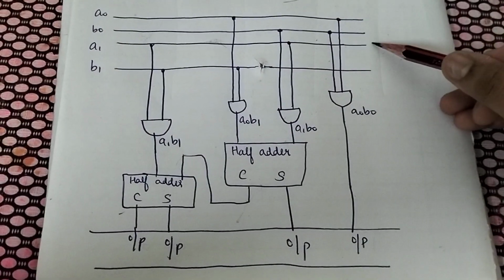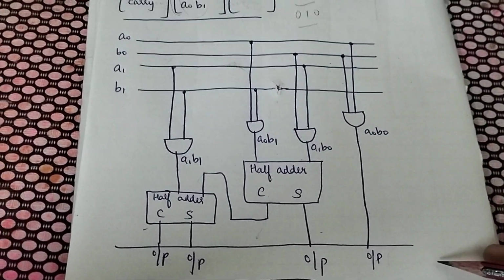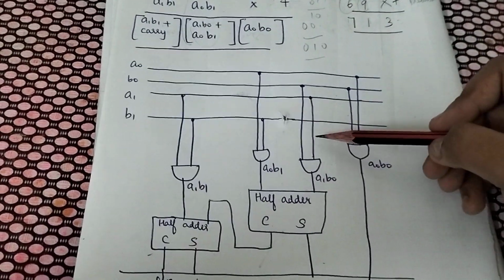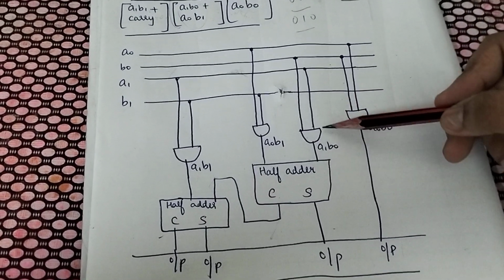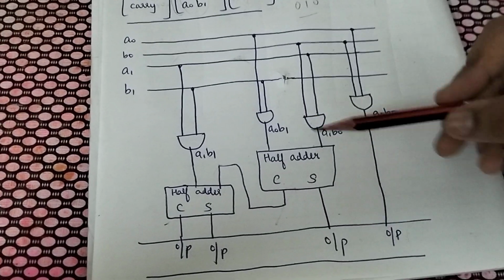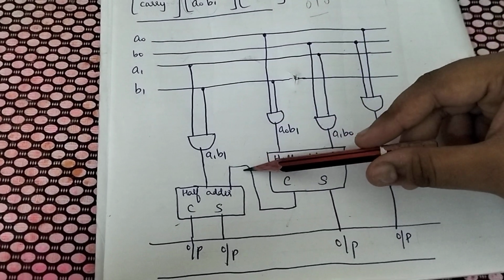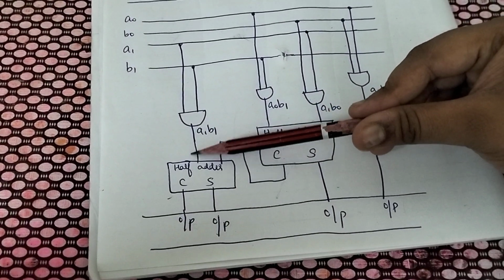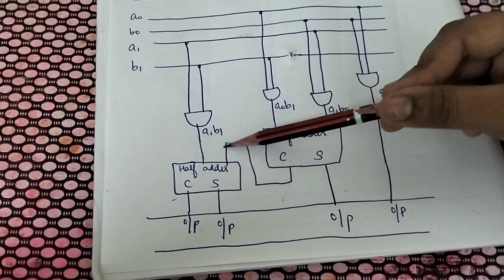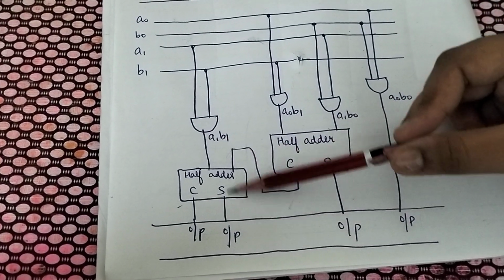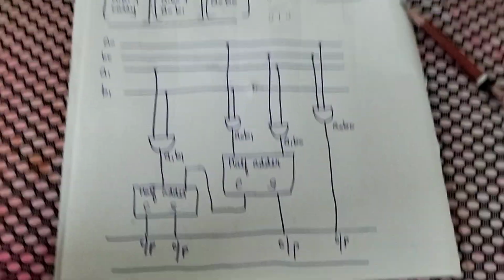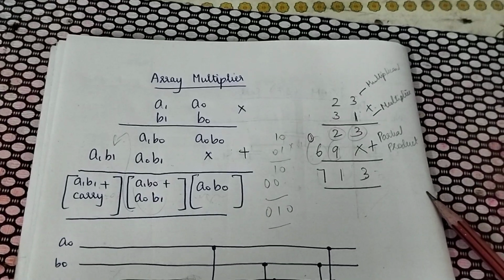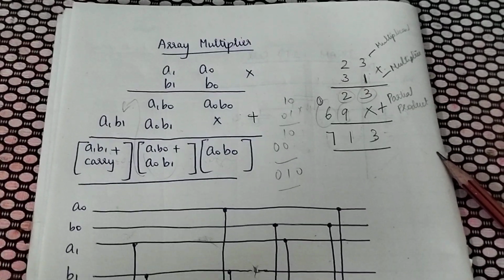The last one, A0B0, directly goes to the output. The middle two are added using a half adder. The sum becomes a part of the output. The carry goes to another half adder along with the A1B1 partial product. This partial product and this carry are added together, and the sum and carry from this half adder also become part of the output, which is exactly how a normal multiplication works. So that is array multiplier.